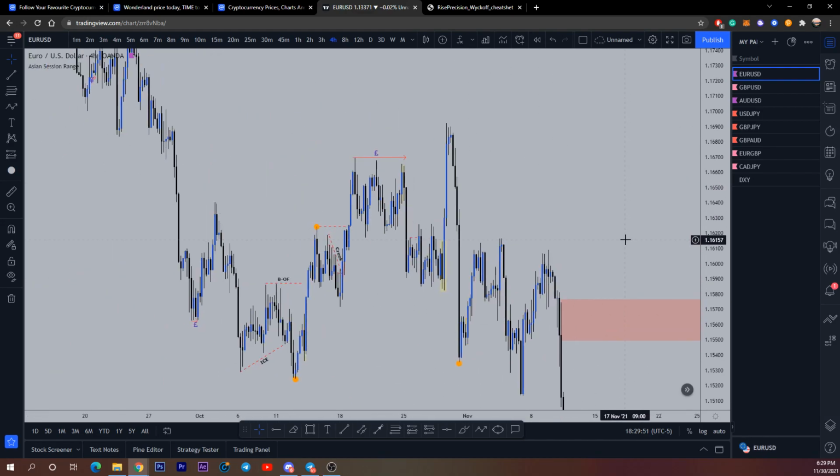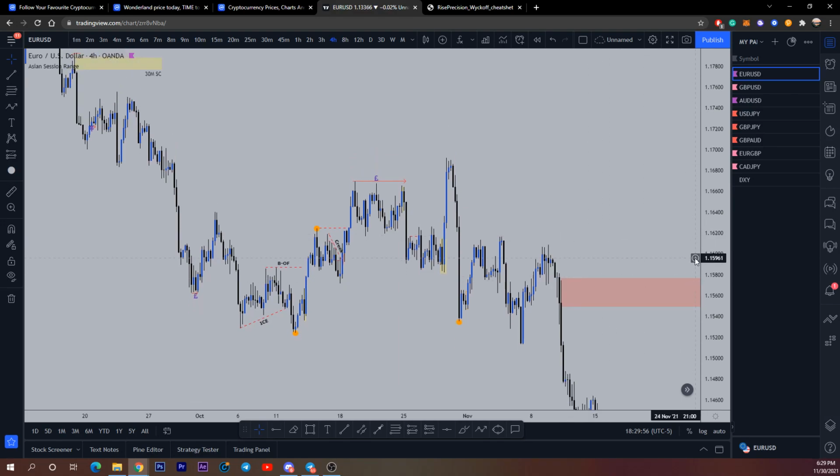So that's just to show you that when you're looking at these sponsor candles, these order blocks, just be careful and watch to see how the market is approaching it.